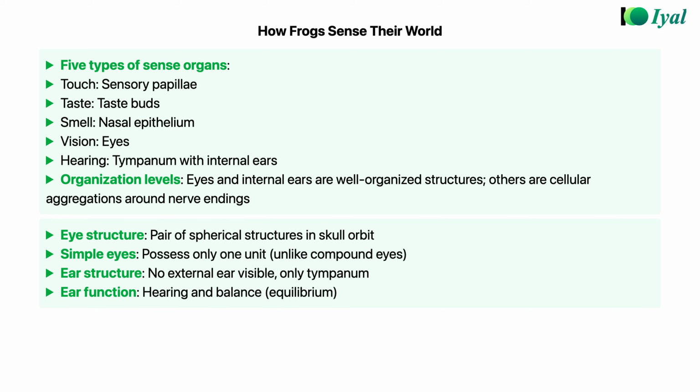Let's look at the 2 most complex sense organs. The eyes are a pair of spherical structures sitting in the orbits of the skull. These are what we call simple eyes because they have just one unit. They're not compound eyes like what insects have.